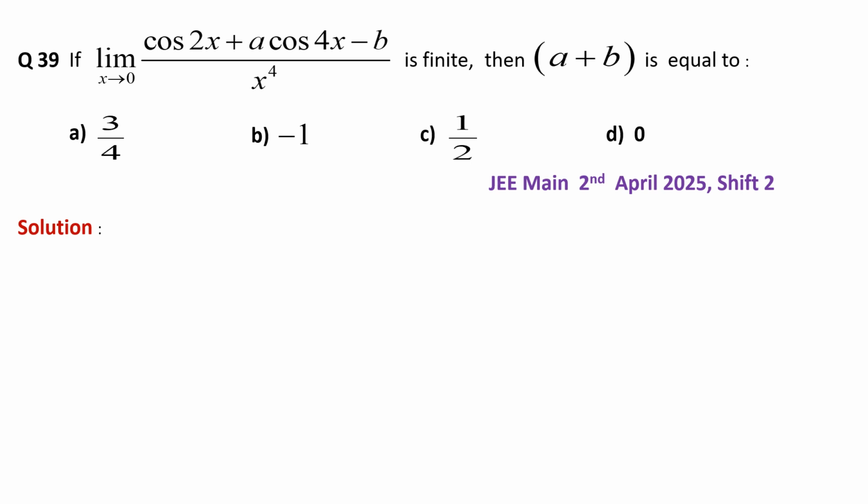Now students, when I put x as 0 in the numerator, I get 1 + a - b = 0. So this implies a - b = -1. This is the first equation.